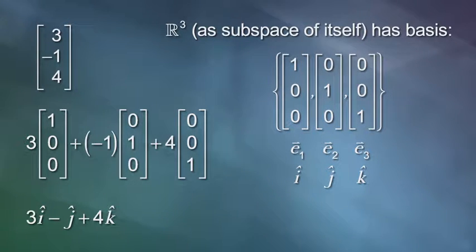And the vectors are linearly independent because if you remove any one of them, you won't be able to get all the vectors in R3. For instance, if you remove E2, you won't be able to get any vector whose second component is non-zero.